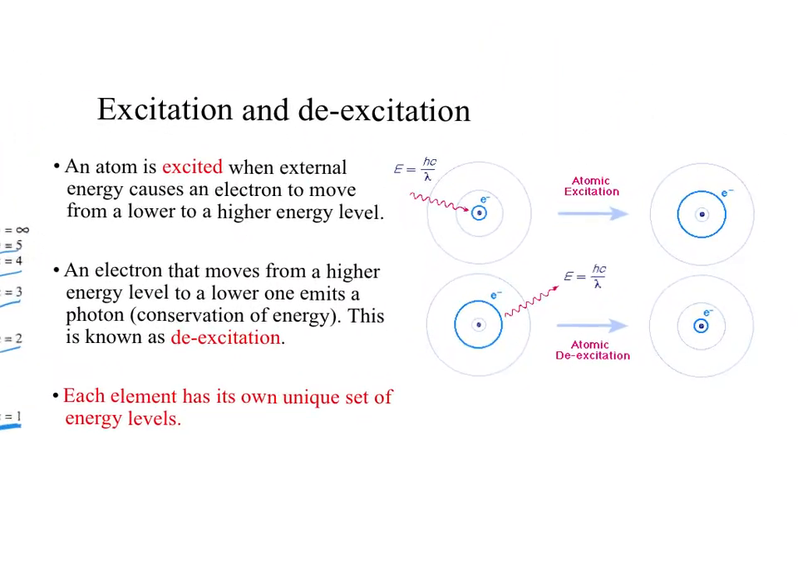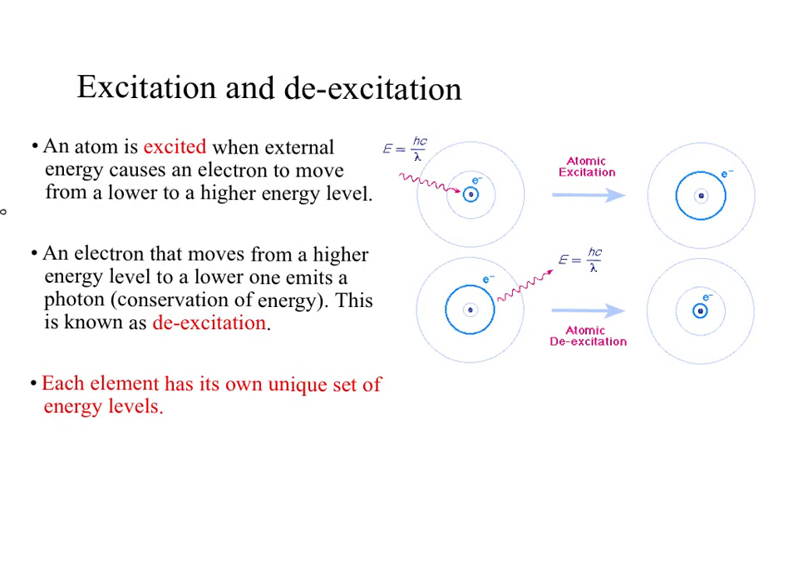Okay, so let's go to excitation and de-excitation. Now, what you see here are two diagrams, one that shows excitation and the other one that's showing de-excitation. We say an atom is excited if you provide external energy that causes the electron to move from a lower to a higher energy level. So from a lower to a higher energy level, we say that is excited.